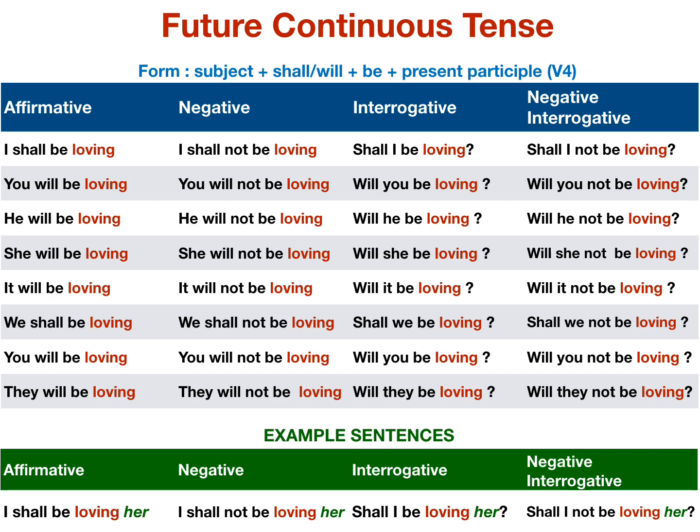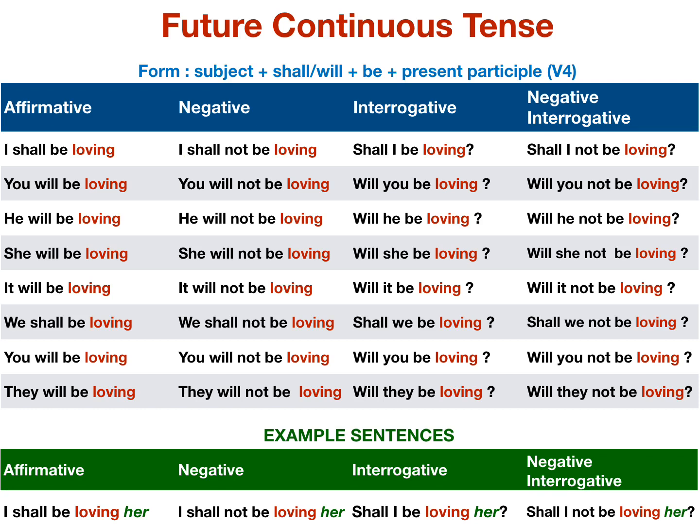She will be loving. She will not be loving. Will she be loving? Will she not be loving? It will be loving. It will not be loving. Will it be loving? Will it not be loving? We shall be loving. We shall not be loving. Shall we be loving? Shall we not be loving? They will be loving. They will not be loving. Will they be loving? Will they not be loving?